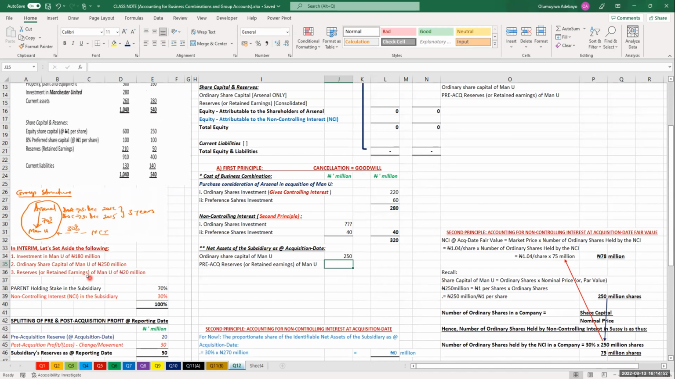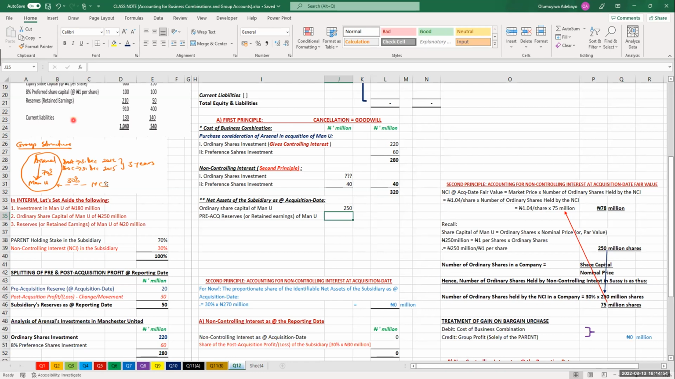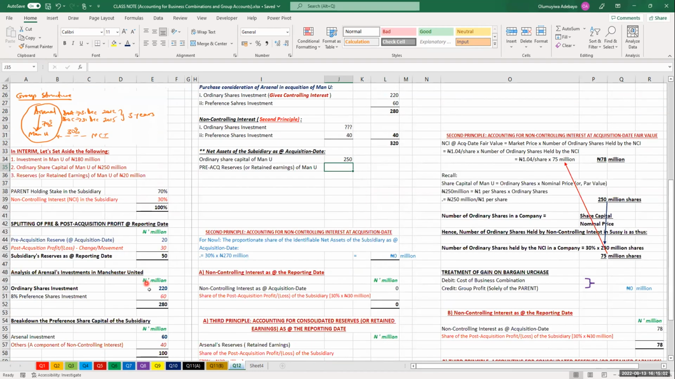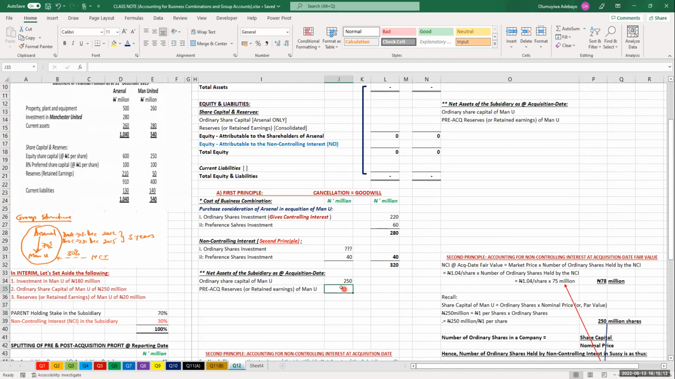Now the pre-acquisition reserve, we've not dealt on that. As at acquisition, the retained earnings of subsidiary was 40, but at the reporting, it is 50, which means I'll come here. This is 40, while this is 50. And therefore, I have post-acquisition of 10. Therefore, I can come here and say, I pick this 40.